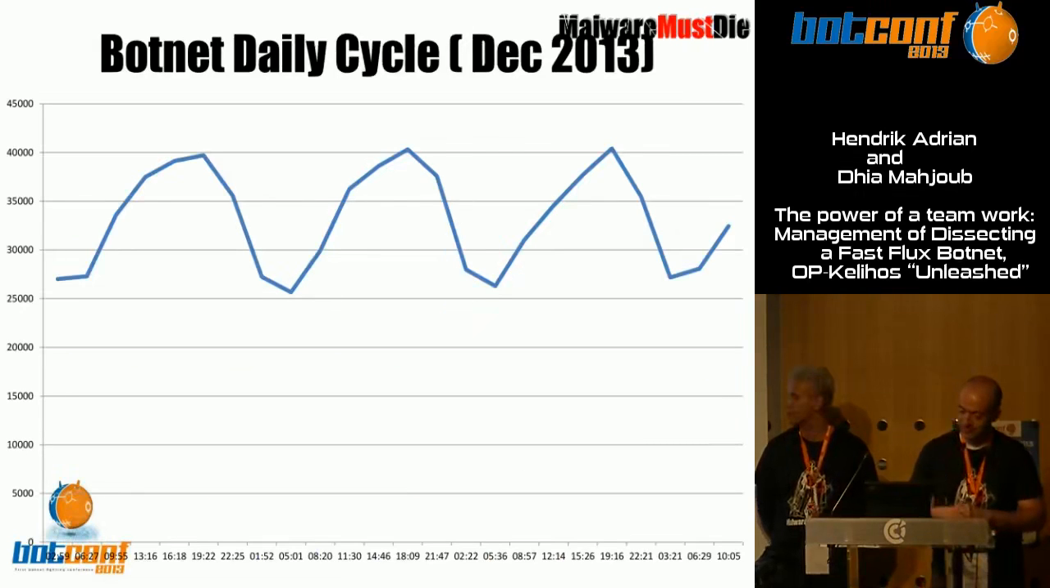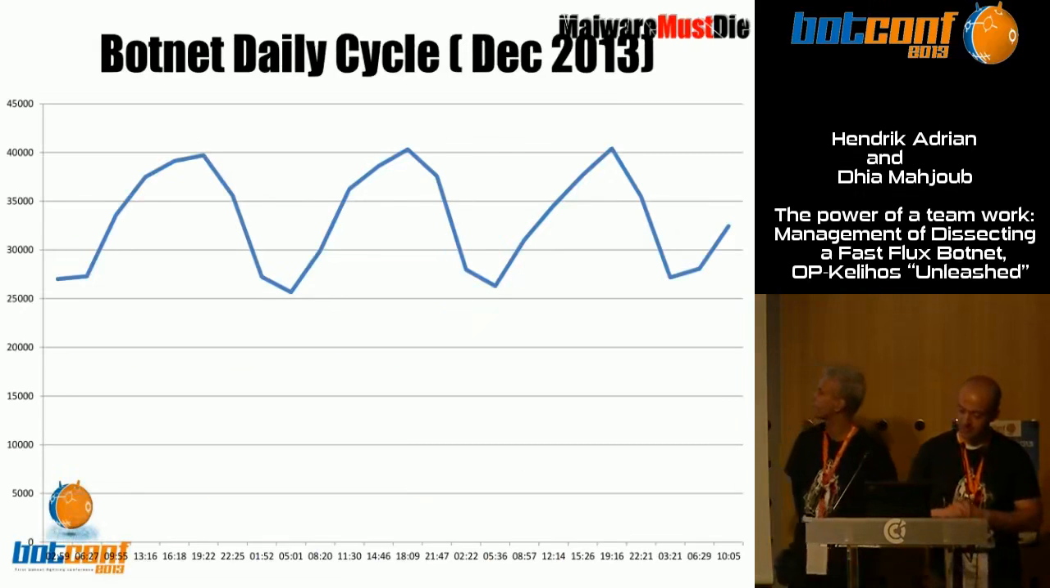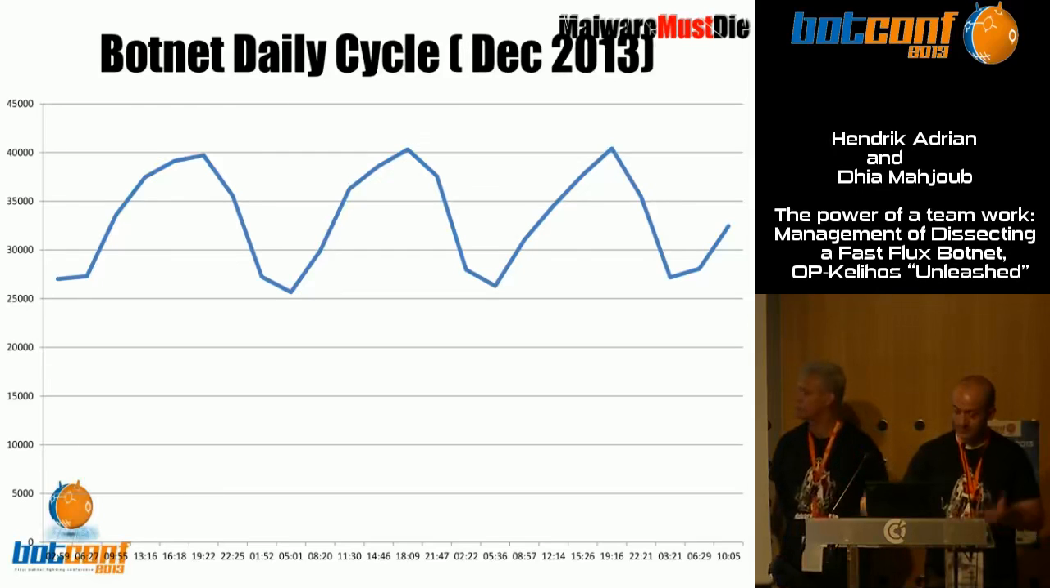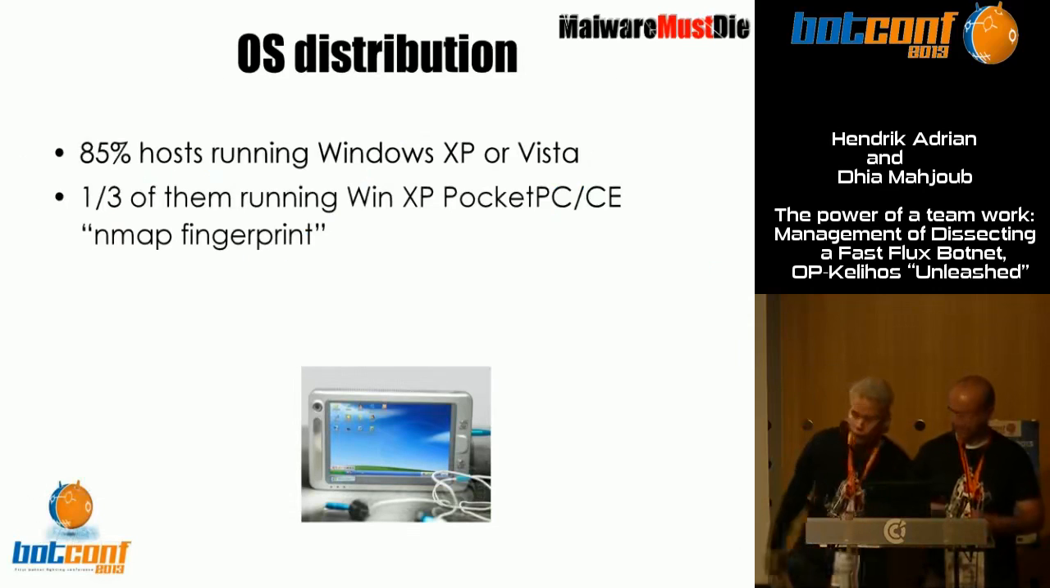Now this is the current stuff. So this is the first days of December. Up to this moment, there's between 26,000 and 40,000 alive IPs in the botnet. So it's not nothing here. And you can see it goes up and down following the daily cycle here. So that's basically the extent of the threat here. And we have the full list of these IP addresses in our logs.